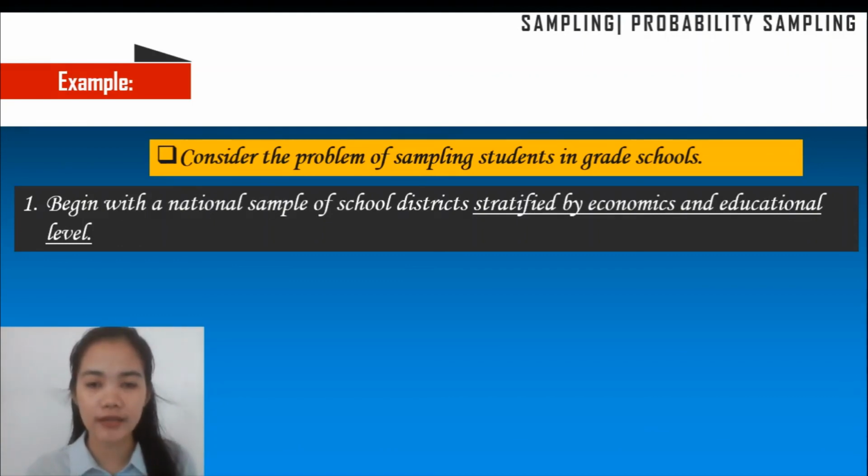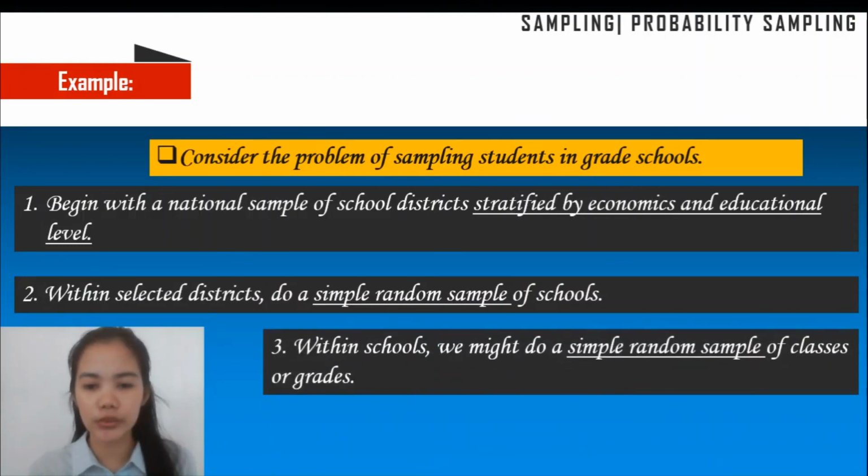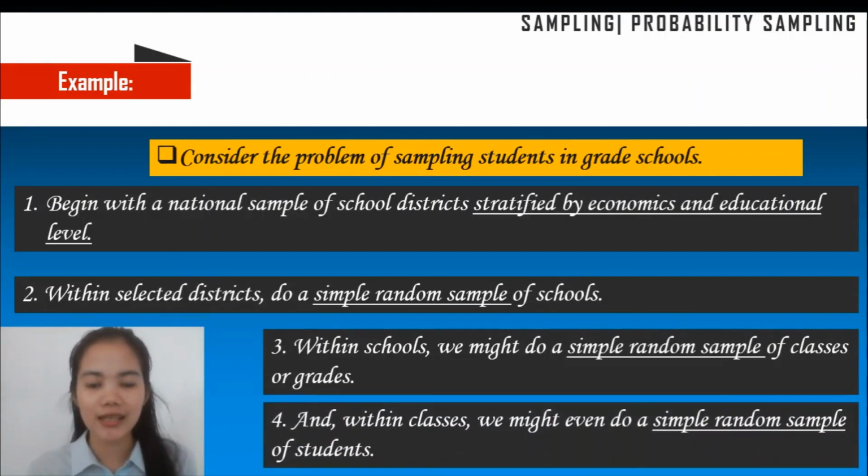We're going to divide them economically and by educational level. Then, within the selected districts, we are going to do a simple random sample of schools. Within the school, we might do a simple random sample of classes or grades. And then, within the classes, we might even do a simple random sample of students. So, 3 or more probability sampling methods are used: stratified, and then we use the simple random sample 3 times. So that is what we call multi-stage random sampling.